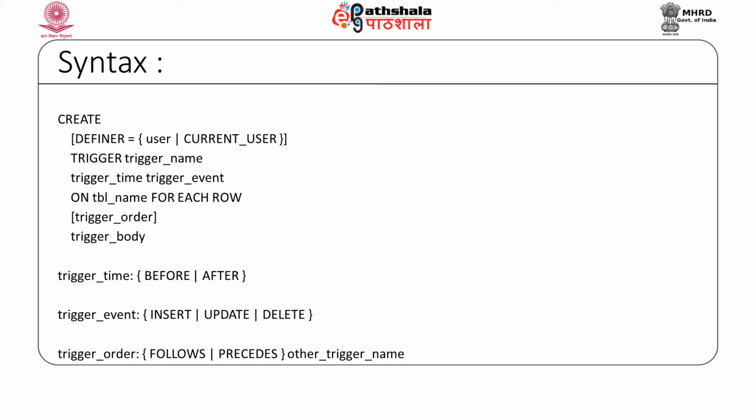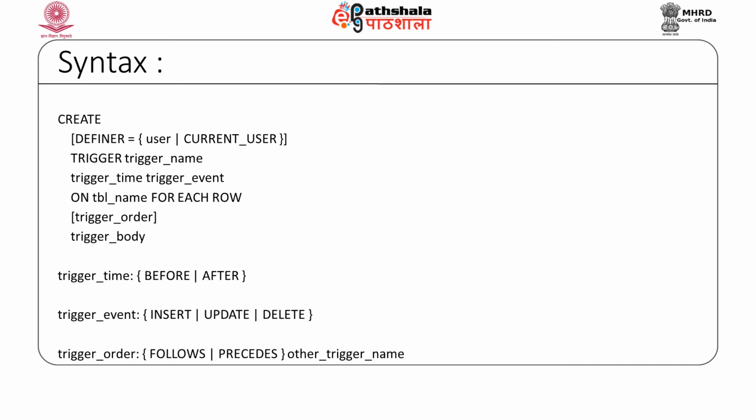After trigger order comes the trigger body part, where I will be specifying what action is to be taken, whether the constraints are to be enforced, whether the lock table is to be created or a separate audit trail is to be maintained. All those things will be part of the trigger body.